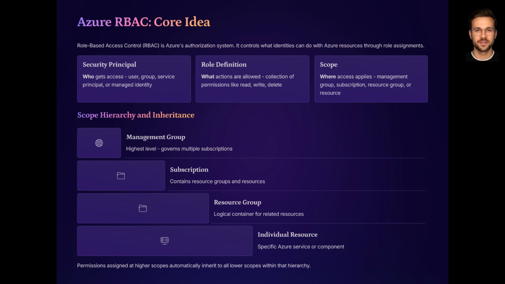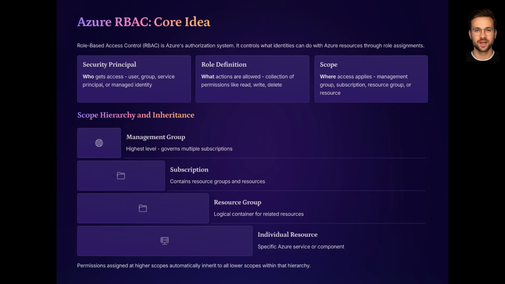Azure RBAC is a system that allows you to control who can do what on which resources in Azure. In RBAC, you assign a security principal, such as a user, group, service principal, or managed identity, a role, which defines a set of permissions, and a scope, which defines where those permissions apply. The scope can be a management group, a subscription, a resource group, or a specific resource.